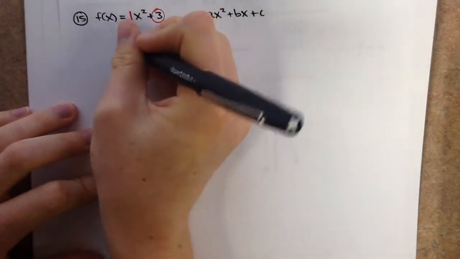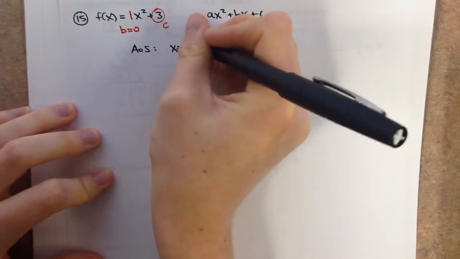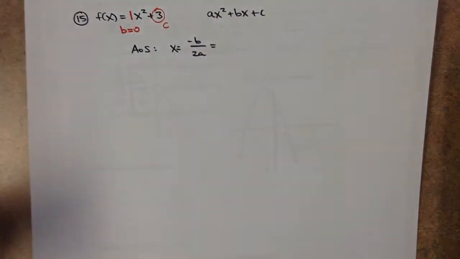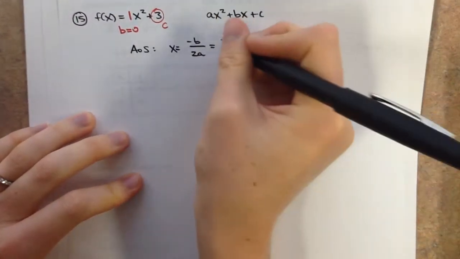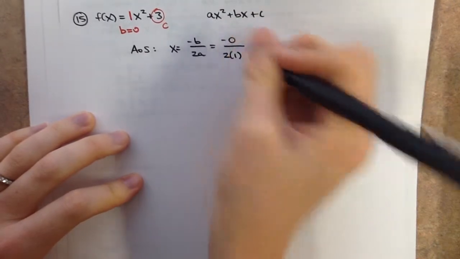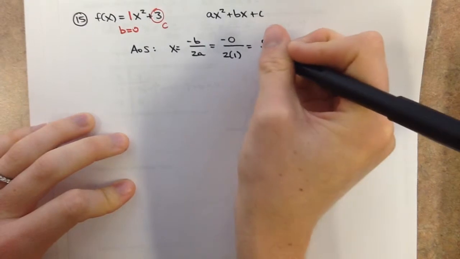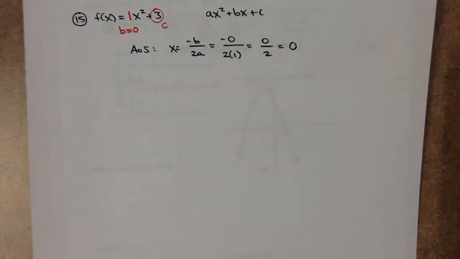Start with our axis of symmetry. So we've got x equals, remember the formula is negative b over 2a. This is what makes this a little bit tricky. You're like, well, I don't have a b. b would be 0. So I have negative 0, technically, and then over 2 times a, which is just 1. So negative 0 is just 0. And then over 2, so 0 divided by anything, as long as it's not 0, gives you 0. So that's the axis of symmetry.